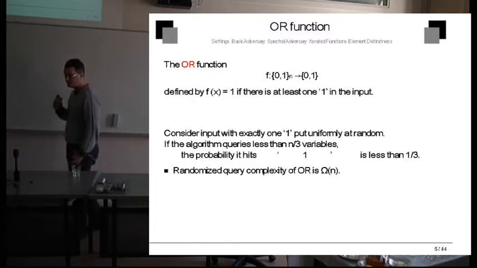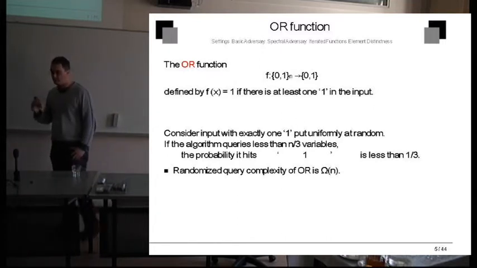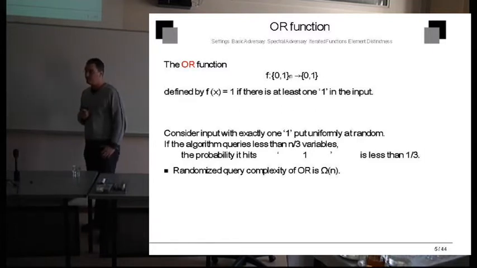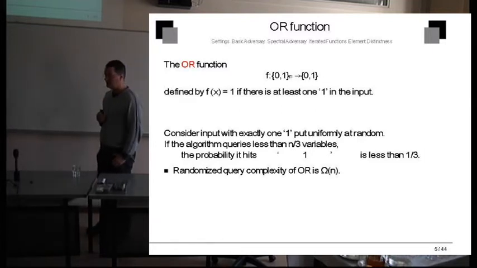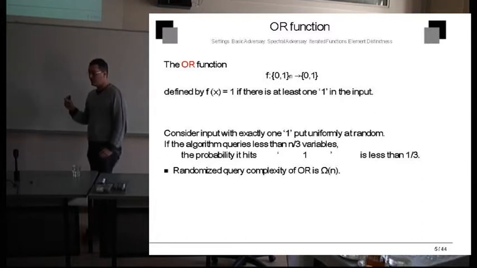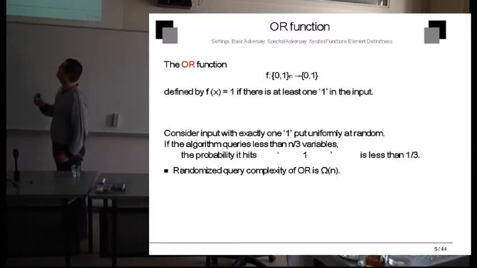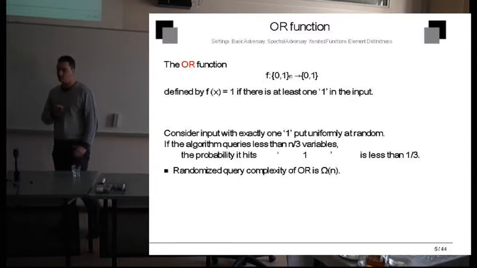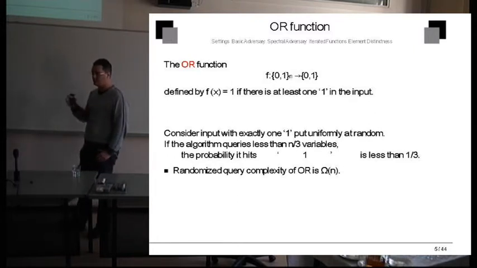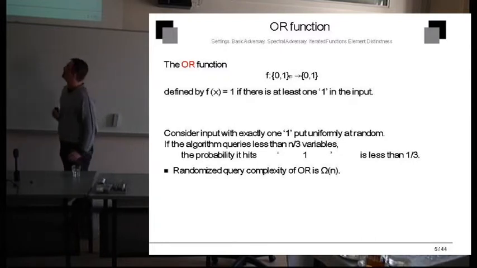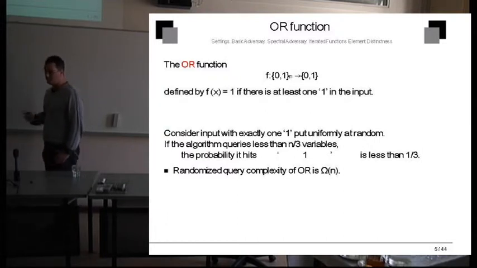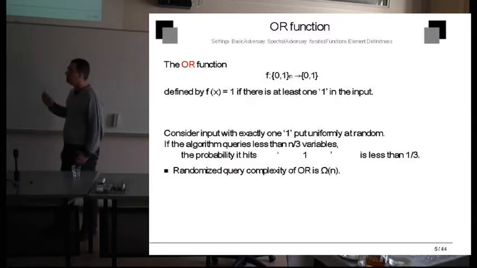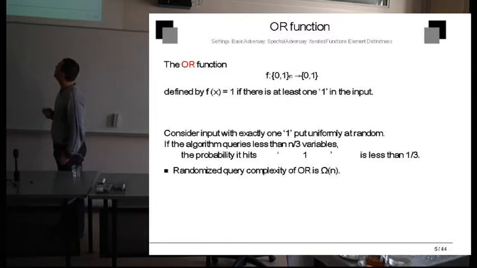And if the algorithm queries less than a third of the input variables, then it's easy to see that the probability is less than 1/3 that it actually hits that one. And with probability 2/3 it doesn't hit the one, and it sees no difference between the string that consists only of zeros and this adversary-chosen input string that contains a single 1. Okay, and because of that, we see that the algorithm, no matter what it does, has to query a linear number of input variables. So the randomized query complexity of OR is omega of n.